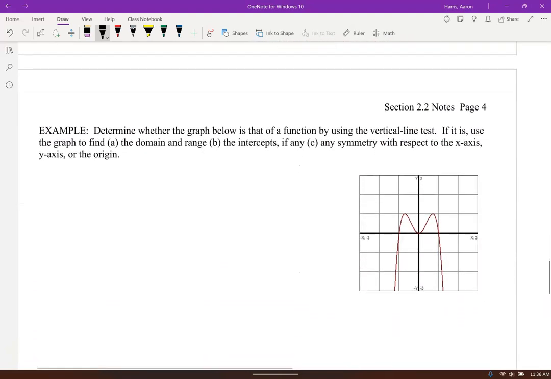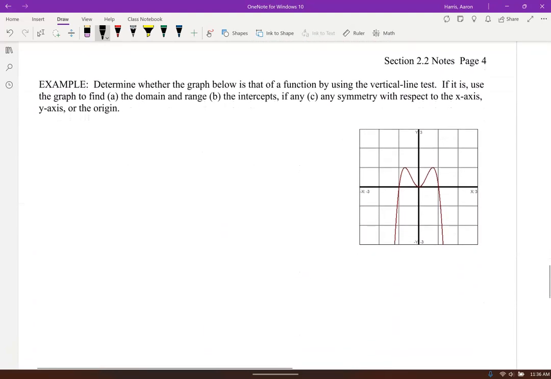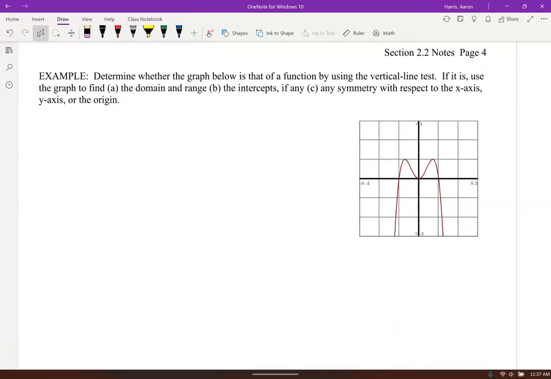All right, let's move on to this one here. Determine whether the graph below is that of a function by using the vertical line test. So let's run the vertical line test. It can only hit once, hits once, hits once. Okay, for every x, there's only one y. So yes, it is a function.